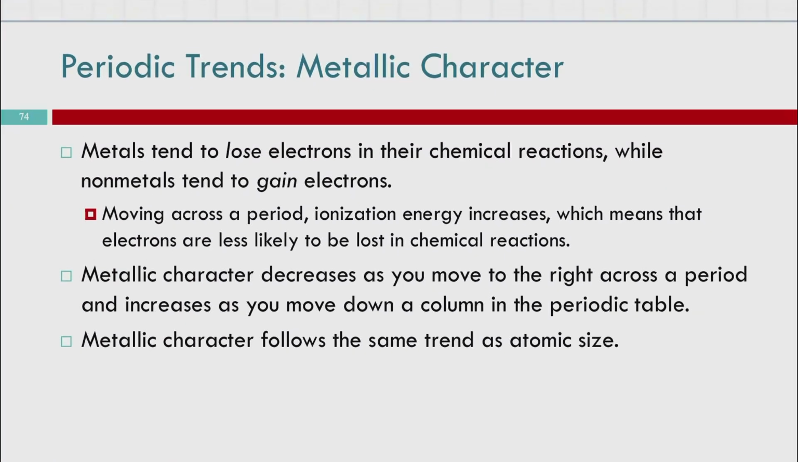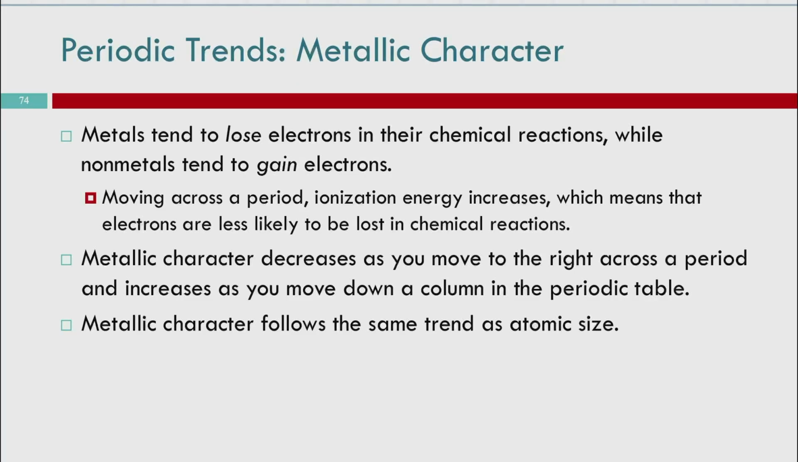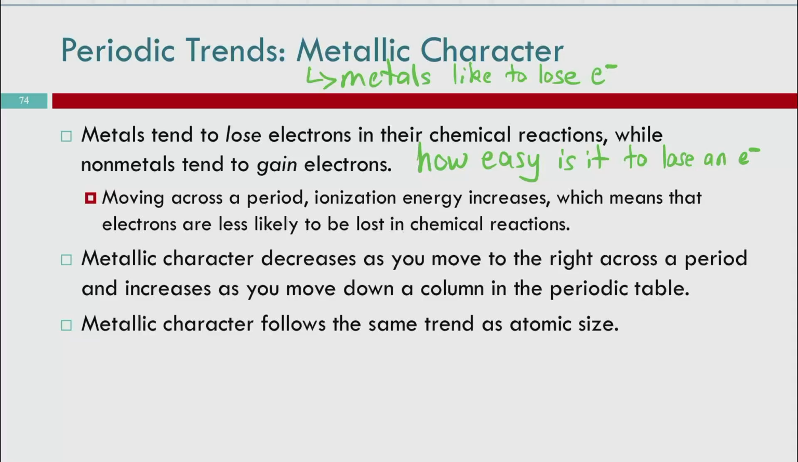Our last trend that we're learning is metallic character. Metals like to lose. Specifically, they like to lose electrons. So we're basically thinking about how easy is it to lose an electron? There's another key way of figuring out the metallic character. This is kind of like the opposite of ionization energy. Ionization energy, how hard is it to remove an electron? This is how easy is it to remove an electron? So it's going to decrease to the right, which means it increases to the left.